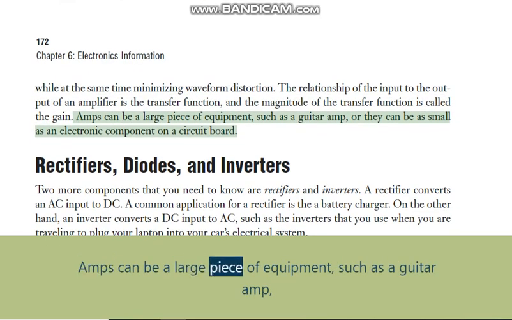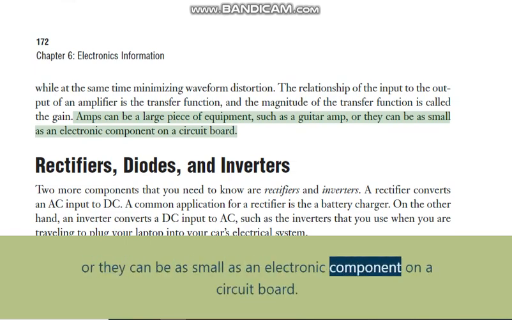Amps can be a large piece of equipment, such as a guitar amp, or they can be as small as an electronic component on a circuit board.